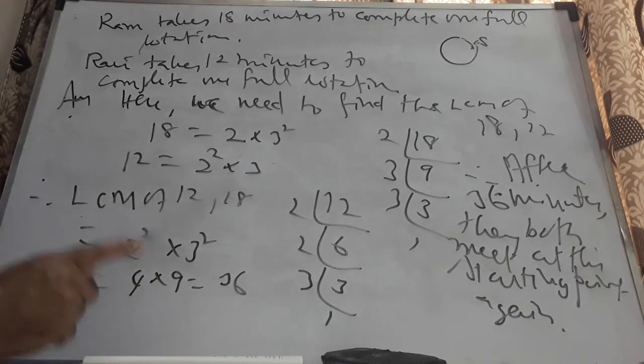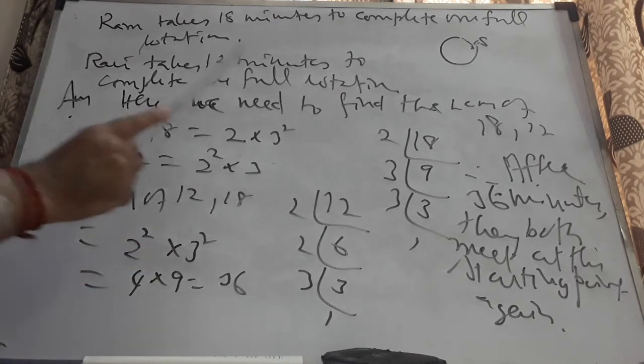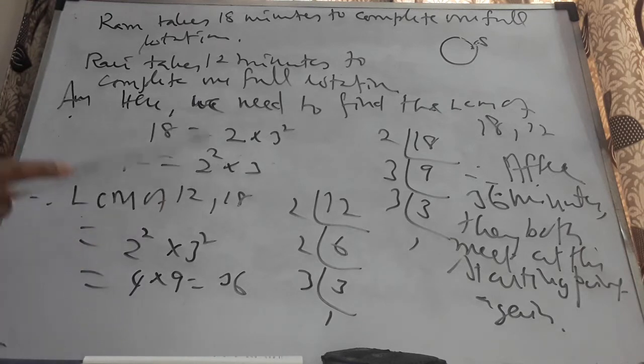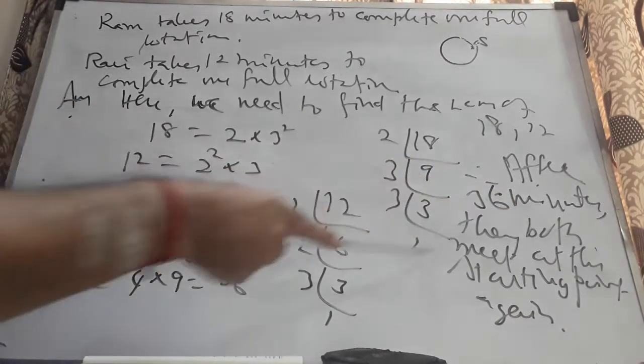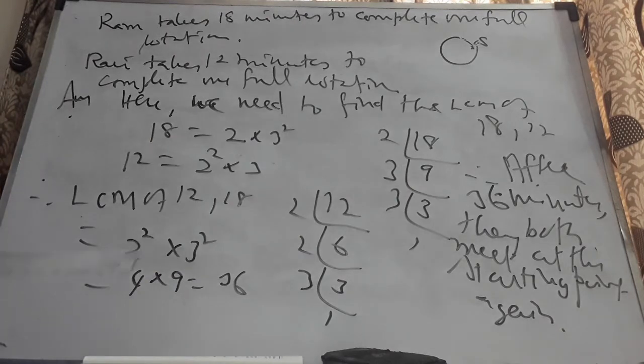Now for the LCM of 12 and 18, I am supposed to write out the common prime factors with the highest powers. For 2, the higher power is 2 square. For 3, the higher power is 3 square. 4 into 9 is 36. Therefore, after 36 minutes, they both meet each other at the starting point again.